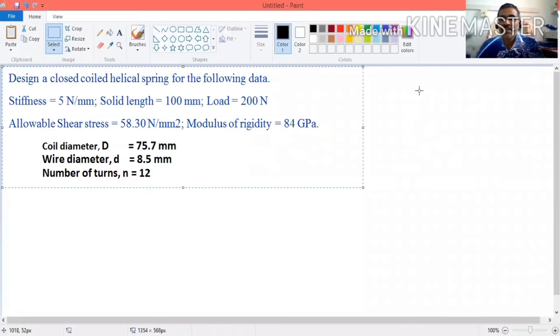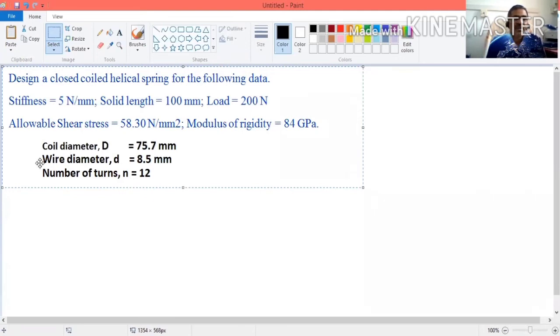So what is meant by design? Design of springs means you have to find the parameters, that is small d, capital D, and number of coils in the spring. These are all the specification of the spring. These are the data you need to calculate if you are asked to design the spring.